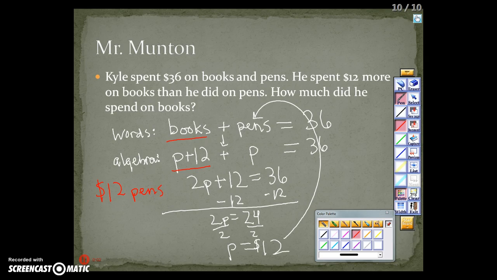He spent 12 plus 12 on books. Because we have to go back to this, we can say that 12 plus 12 is $24 on books.